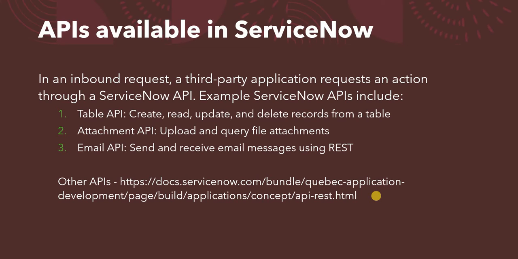Next one is attachment API. These are used for uploading or querying the file attachment. So whatever attachments are in your ServiceNow, if they want to access those, then they can use attachment API. Similarly, we have email APIs. If we want to send and receive email messages using REST API, then we can use email APIs.